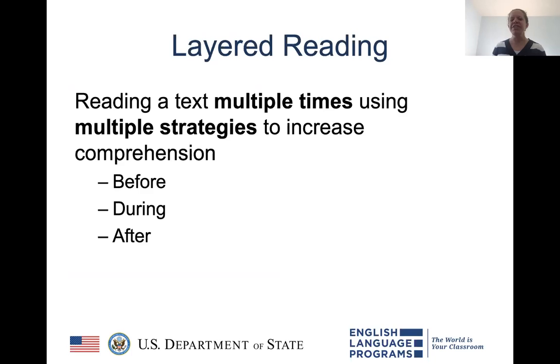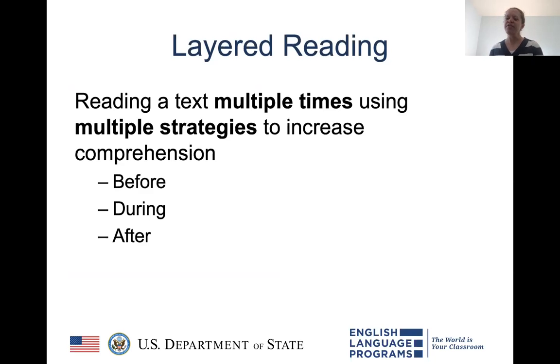So in this workshop, we've talked about layered reading. This idea of reading a text multiple times using multiple strategies to increase comprehension. So each of these activities should include having students reference the text. Before they read, they reference the text. They look at the pictures. They look at the title. They maybe read the first paragraph. During the reading, they're reading everything very thoroughly.